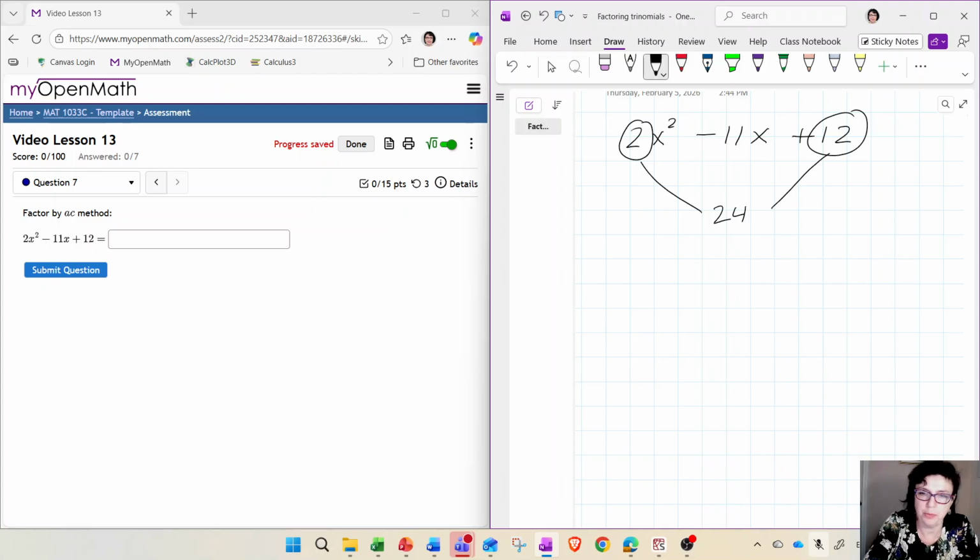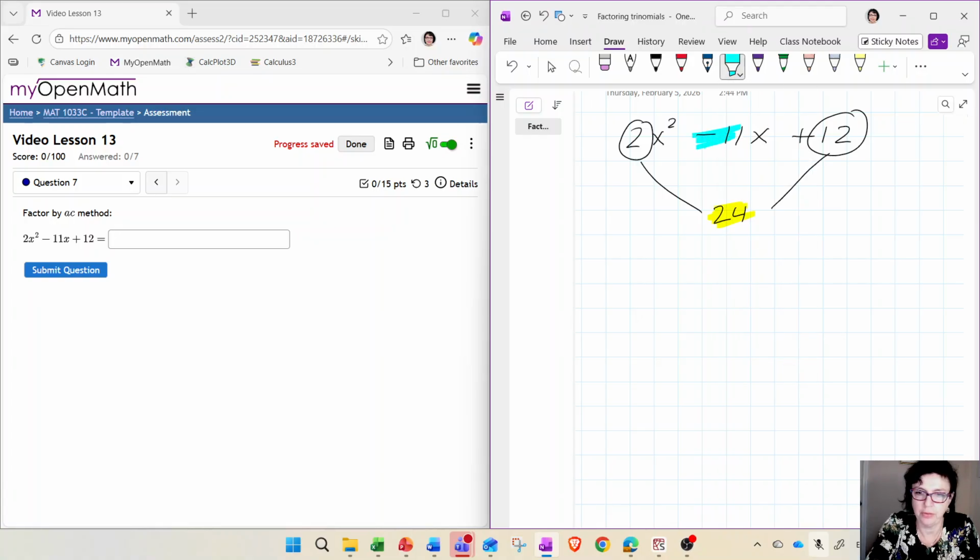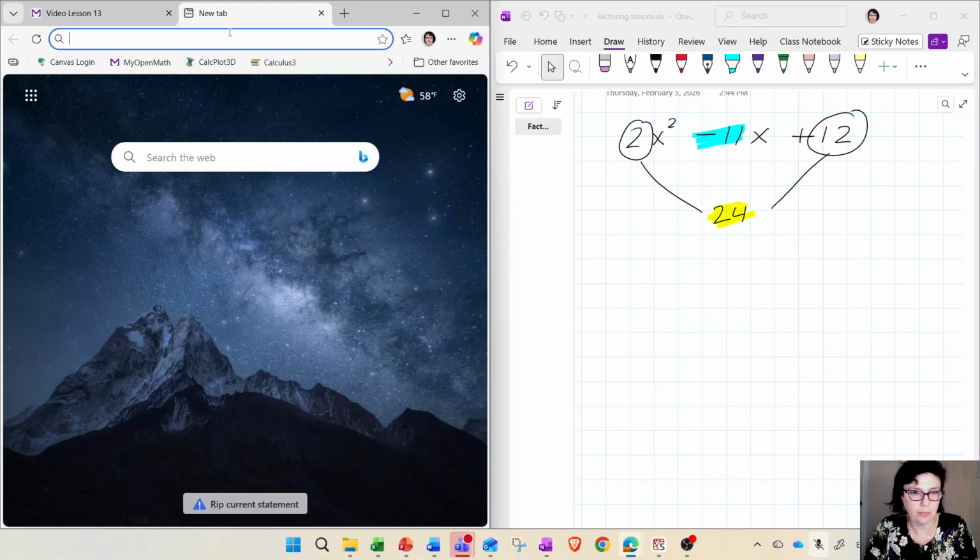We're looking for two numbers that would multiply to 24 and add to negative 11. Now, because the product is positive, the product of two numbers can be positive if they're both positive, but that's not going to work because they would not add to negative 11. So that means that they're both negative. Again, we're looking for two numbers that would multiply to 24 and add to negative 11. All right, so let's start doing that on the calculator.